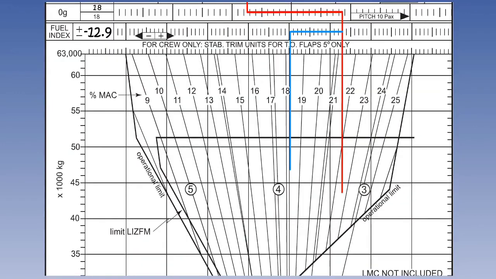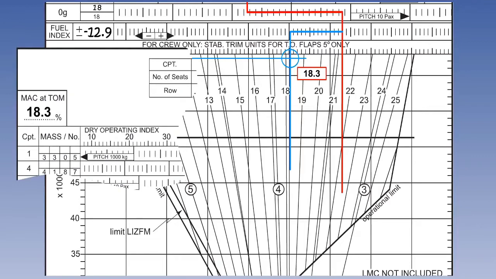We are now in a position to locate the takeoff mass centre of gravity in the envelope. Locate the takeoff mass of 62,170 kilograms from the load sheet and the vertical axis on the left of the envelope. From that point, extend a horizontal line to the right to intersect the takeoff mass index line in the envelope. Where they intersect, read off the takeoff mass centre of gravity as 18.3% mean aerodynamic chord. Enter this value in the box at the top left of the trim sheet labelled MAC at TOM.